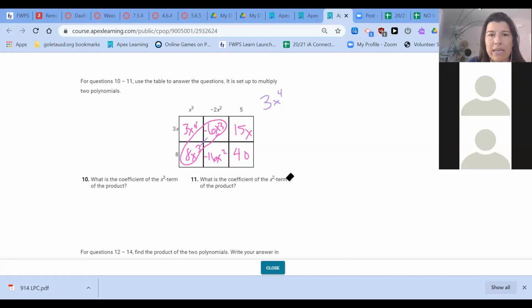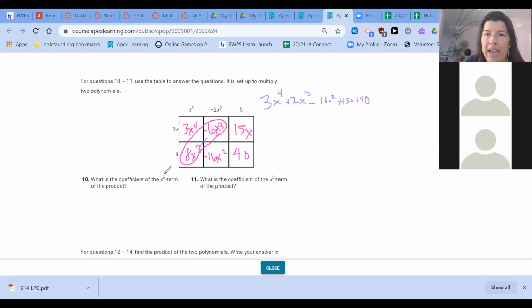Good, so 8x cubed minus 6x cubed, good, a positive 2x cubed, nice. Minus 16x squared, nice. And the 15x and the 40 are both positive, good, so you're gonna do a plus 15x plus 40. Look at that long polynomial, it sure looks impressive, doesn't it? Beautiful. Okay, so here you go.